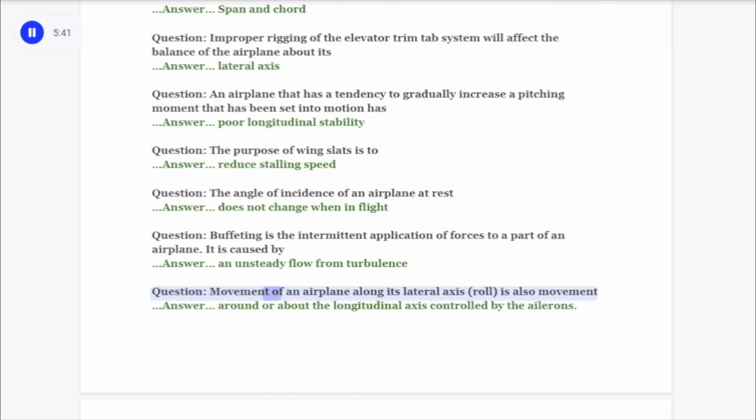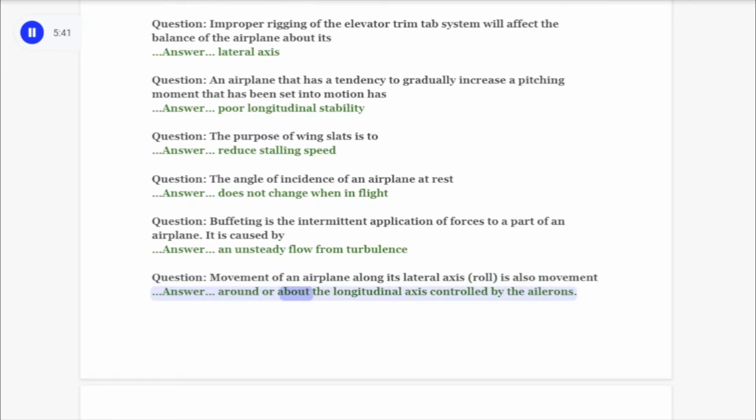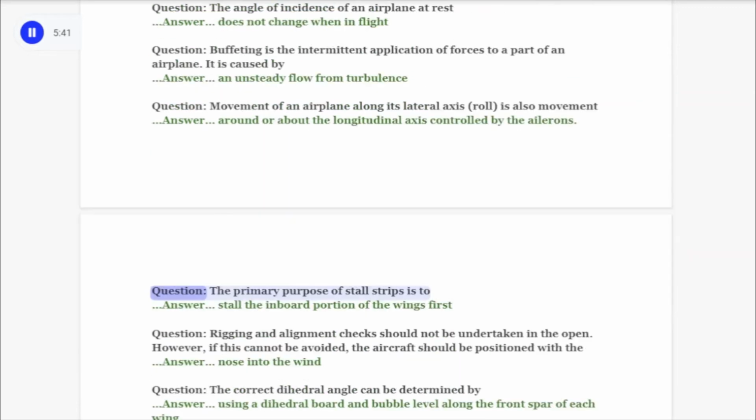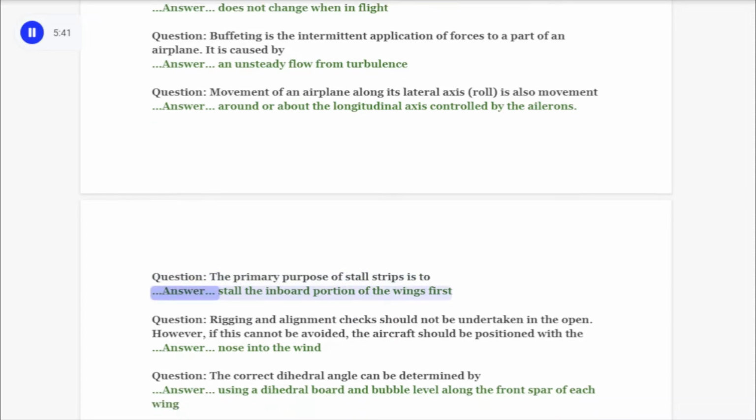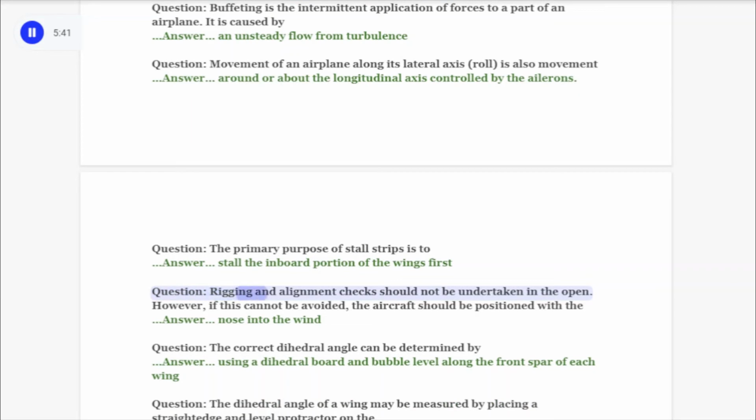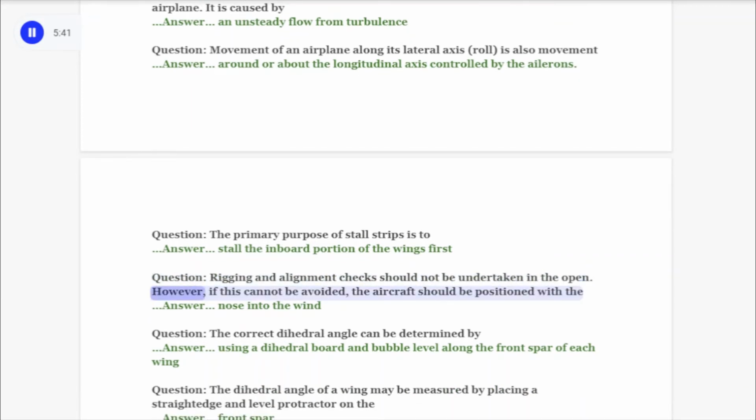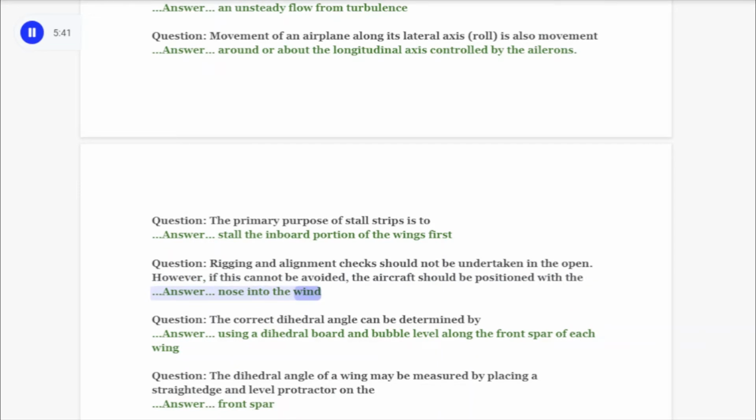Question: movement of an airplane along its lateral axis, roll, is also movement... Answer: around or about the longitudinal axis controlled by the ailerons. Question: the primary purpose of stall strips is to... Answer: stall the inboard portion of the wings first. Question: rigging and alignment checks should not be undertaken in the open. However, if this cannot be avoided, the aircraft should be positioned with the... Answer: nose into the wind.